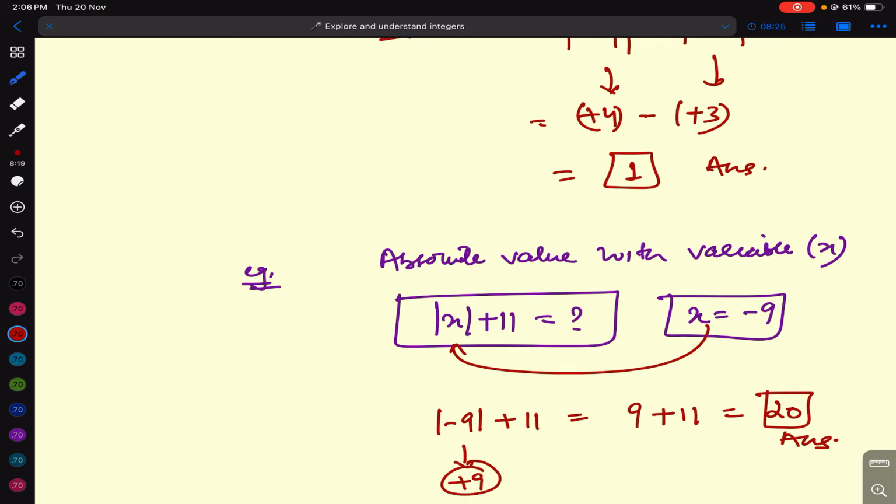Clear? So what was the difference in this problem as compared to the previous one? Here we had a variable in the absolute value, and we were also given the value of the variable. So we substituted the value of the variable in the expression, and that's how we figured out the answer to the expression. Clear? So this was about your lesson number 1, which is absolute value. I hope the concept is clear to you now.